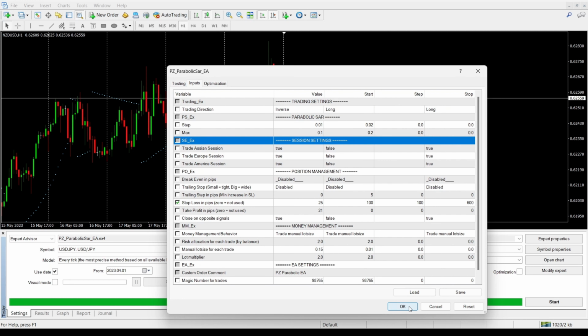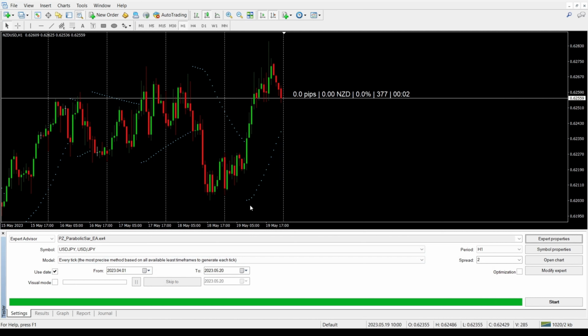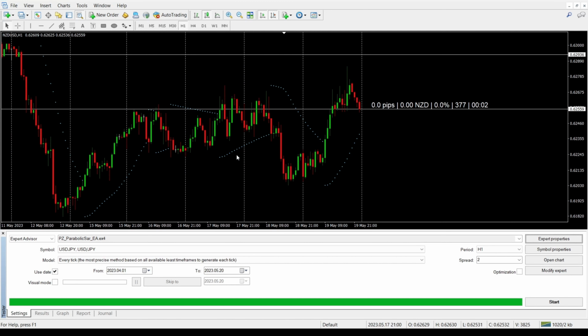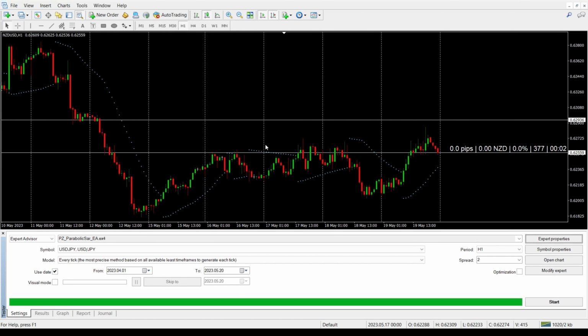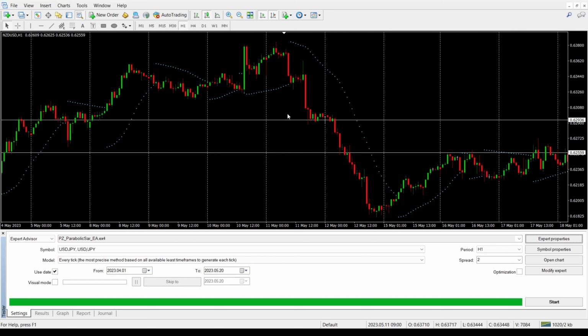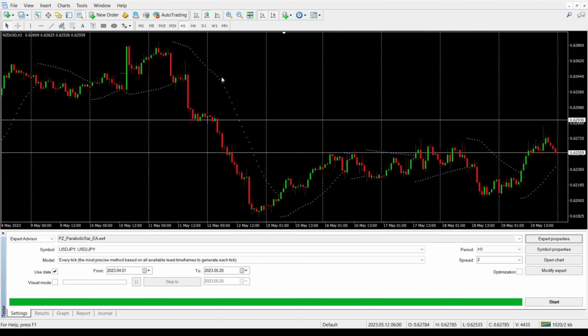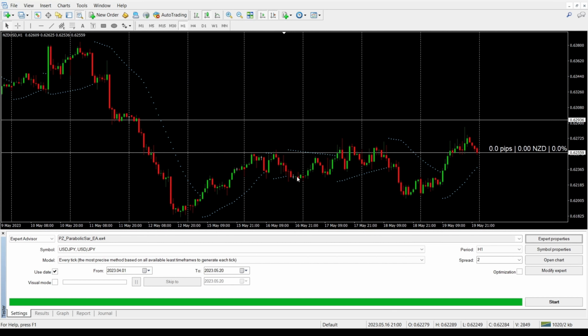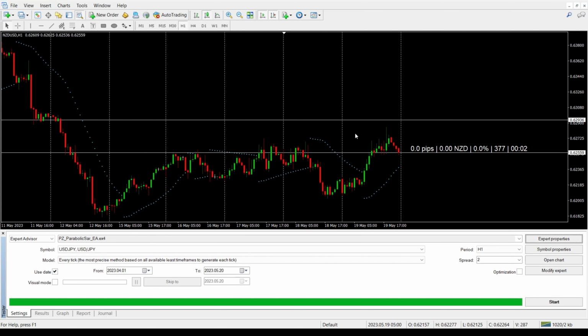Okay, so now what's typically going to happen is when you get a dot appearing at the bottom here, what the EA is going to do is it's going to take the reverse of that. So this works really well in a ranging environment. Okay, but the beauty about this EA as well is that it doesn't take trades while the market is trending. So it's actually quite nice because it keeps you out of the trend, and it takes more of its trades during, like, in a range.